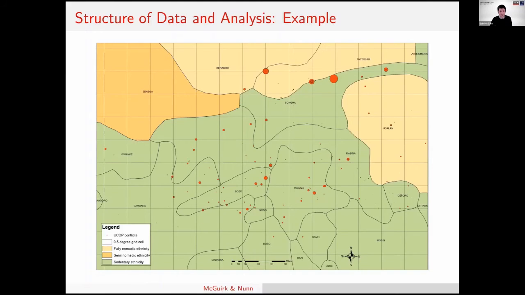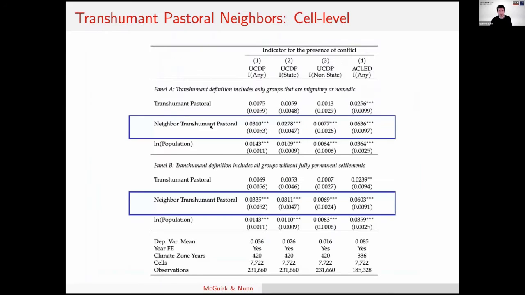Okay, so we'll move from my cherry-picked version to more systematic evidence. So what is this telling us? This is telling us that your nearest neighboring THP score has a large positive association with conflict in your cell, whether we're using our narrow definition of transhumance or the broad definition of transhumance down here.